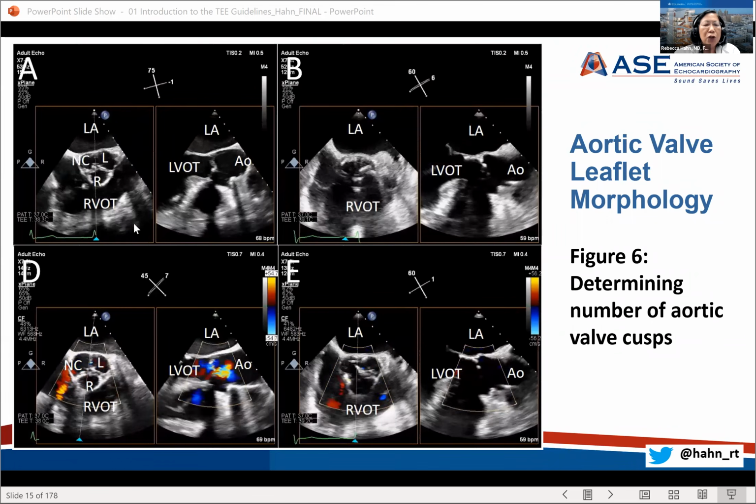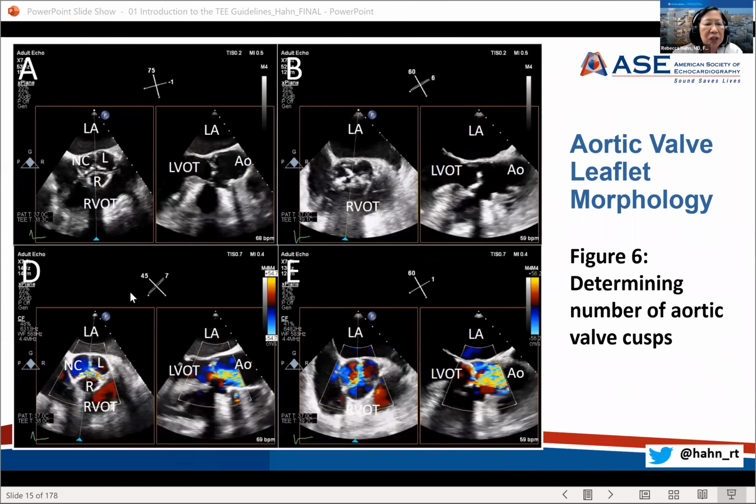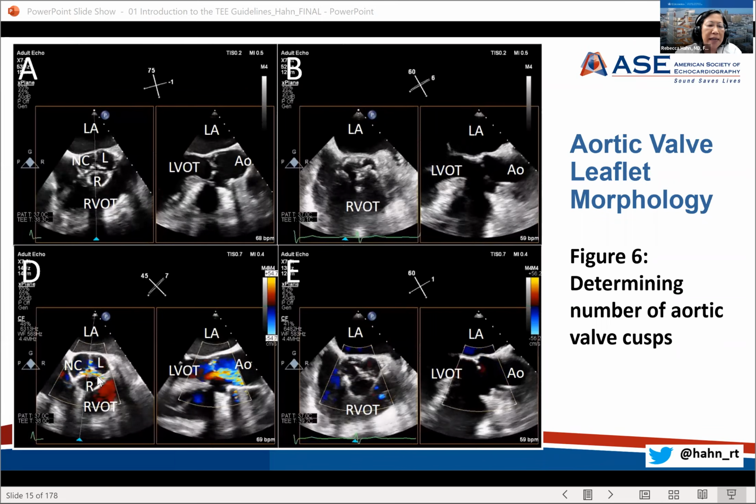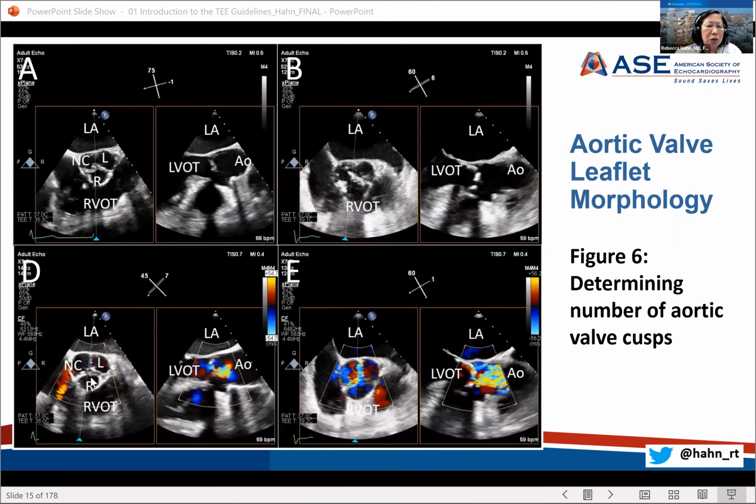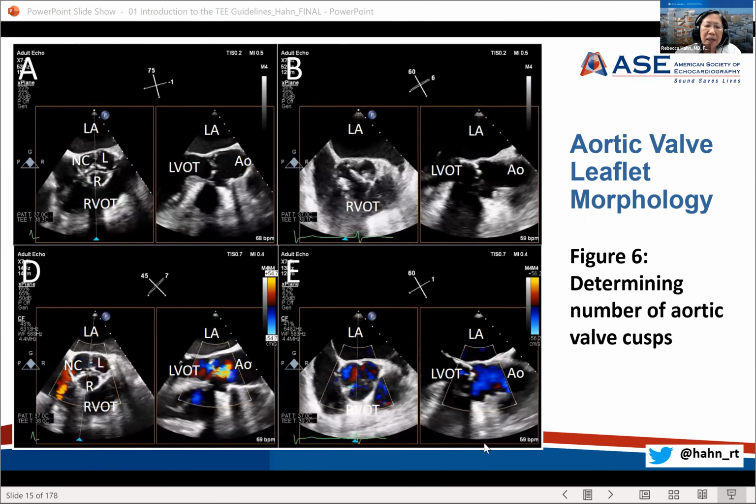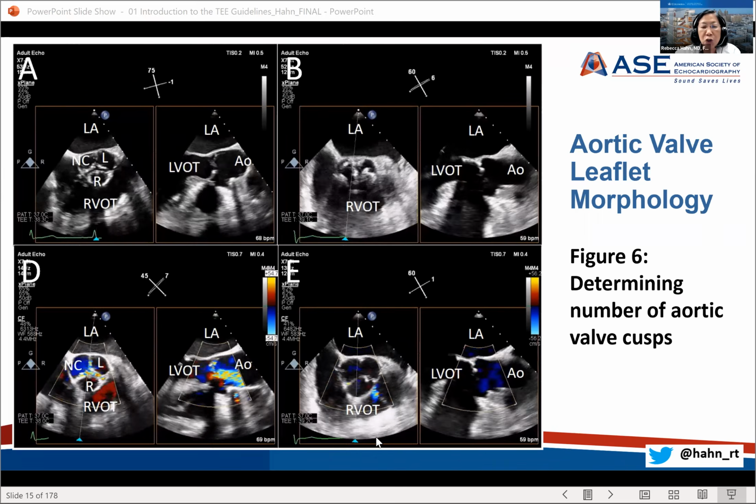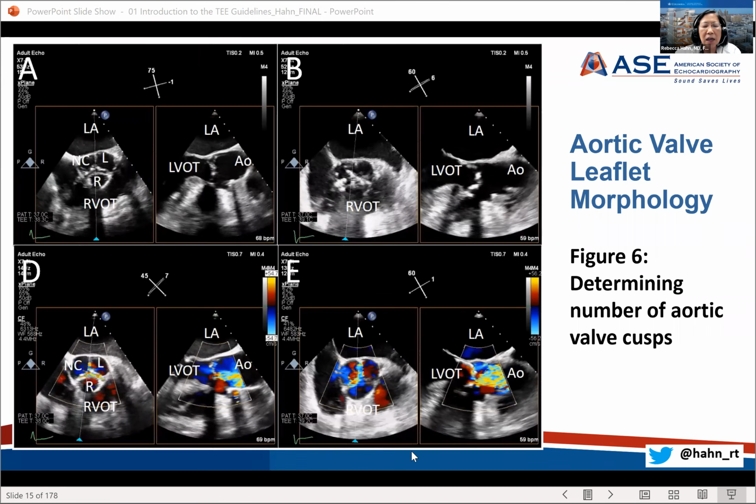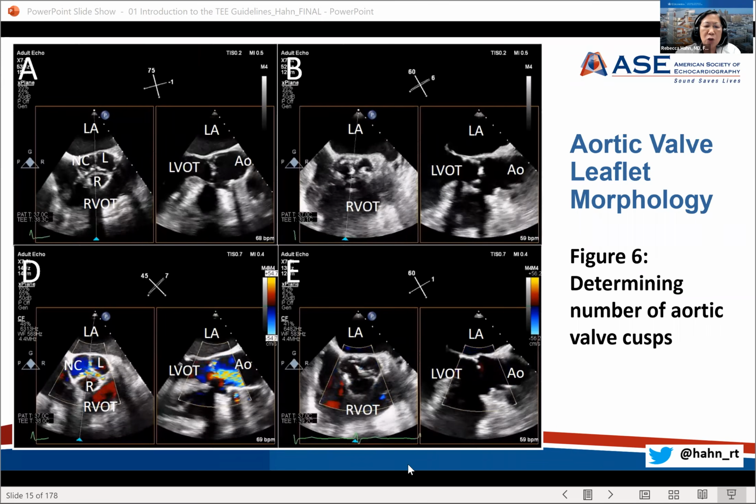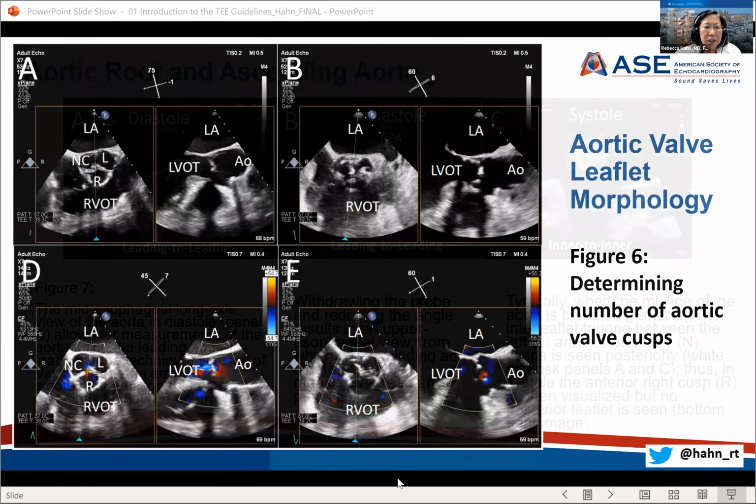So once you get your short axis view lined up with what you believe are the tips of the leaflets, you throw on the color Doppler and you can now see color Doppler down the 3 commissures for a trileaflet valve and only 2 commissures for a bicuspid valve. Now, sometimes these are functional bicuspid, meaning they started off as trileaflet, but they are now only 2 leaflets with fusion of, in this case, the right and the left coronary cusps.